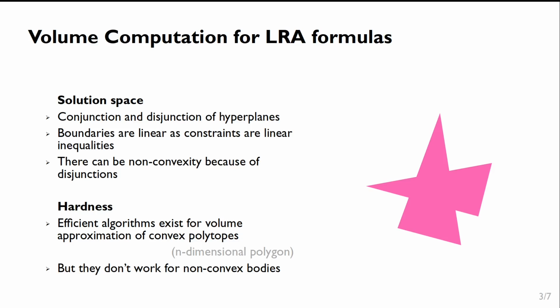Now the boundary of the solution space is linear because the constants are actually linear inequalities. But there can be non-convexity in the space because the Boolean circuit which connects these linear inequalities can have disjunctions. Now we know efficient algorithms for volume computation for convex polytopes, but those algorithms do not work for non-convex bodies. So in this work, we will design an efficient algorithm for volume computation for this problem.